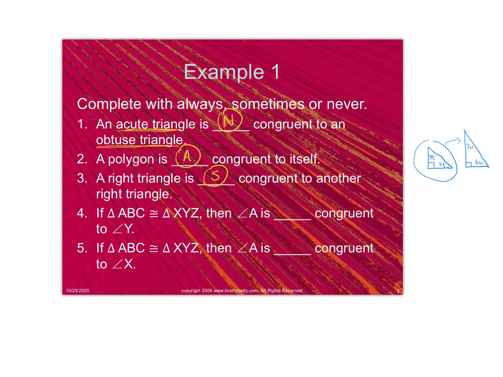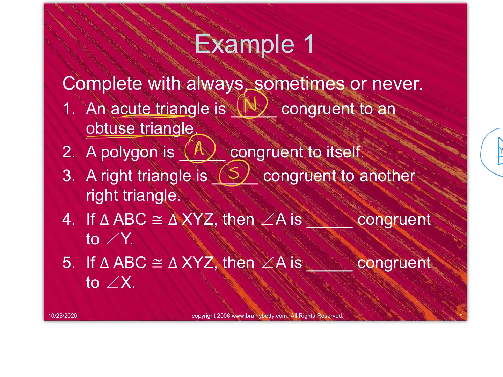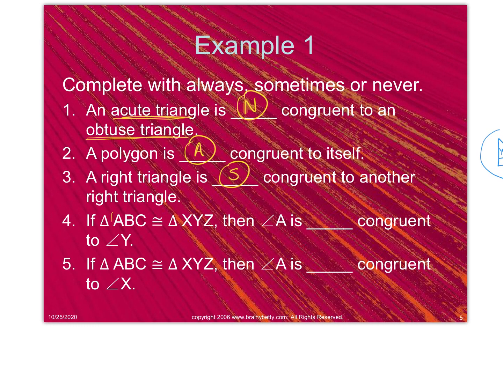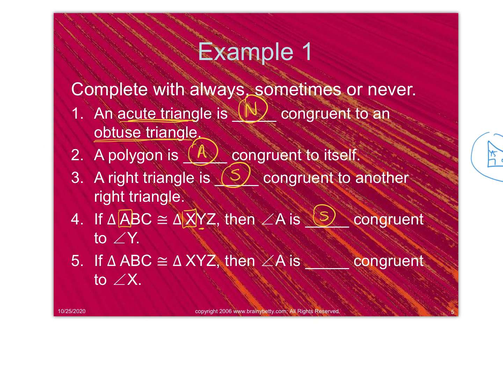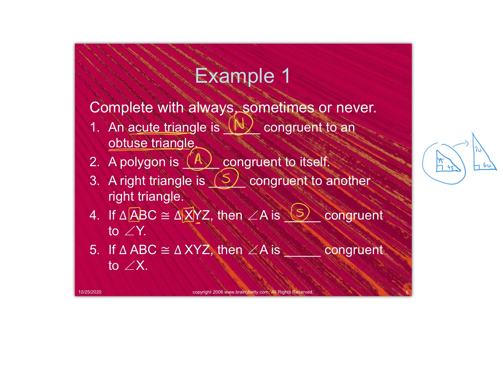If triangle ABC is congruent to triangle XYZ, then angle A is sometimes, always, or never congruent to Y. Well, let's look at it. Angle A is the first value, and so I know it corresponds with X. A and X are always going to be congruent. Can A be congruent to Y? Maybe. So that's going to be a sometimes. It doesn't have to be, but it could be.